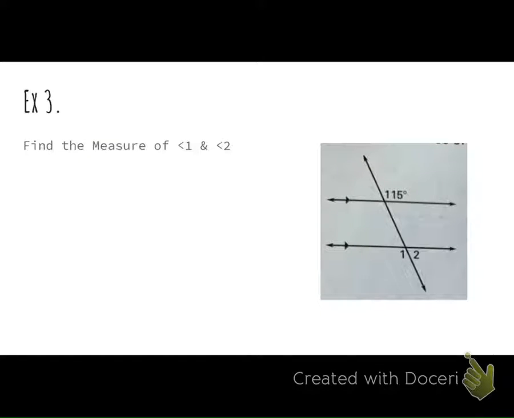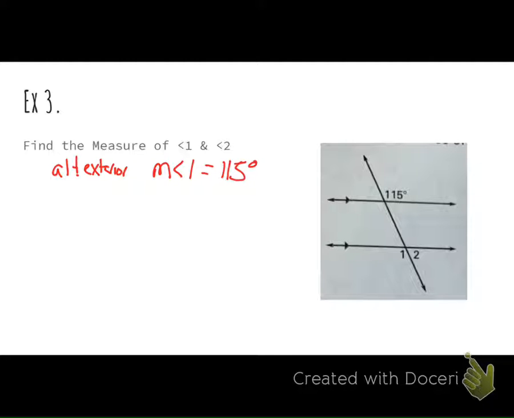Finding the measure of angle 1. How are they related, angle 1 and the angle that has 115 degrees? They're alternate exterior. And we know alternate exterior means that they're also going to be congruent. So the measure of angle 1 equals 115 degrees.